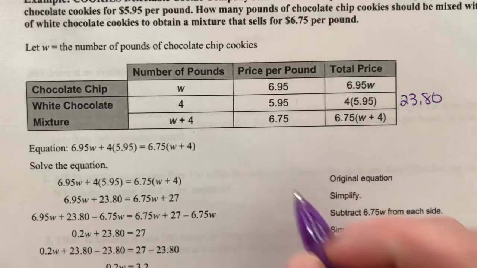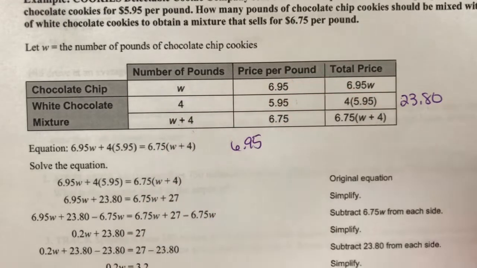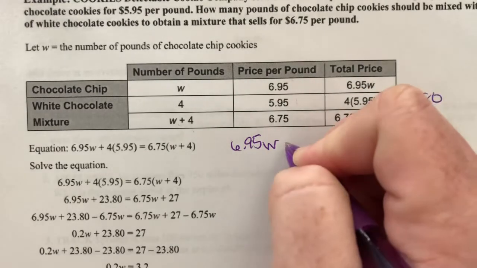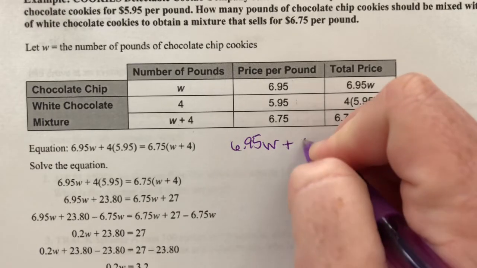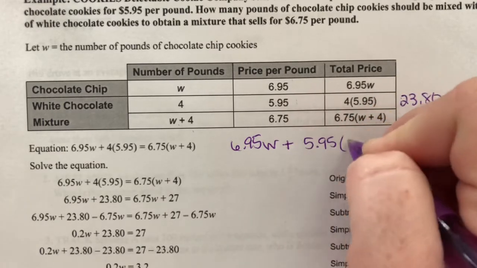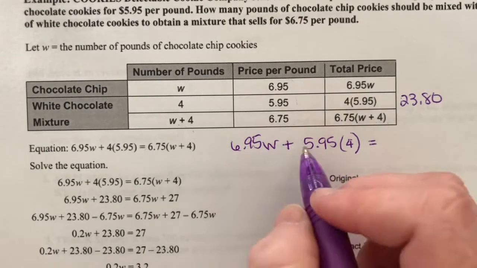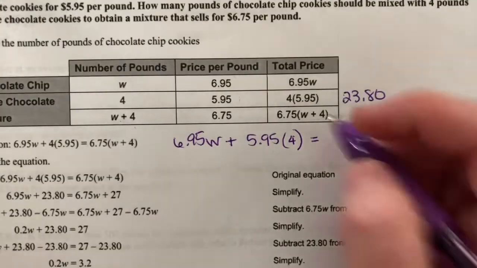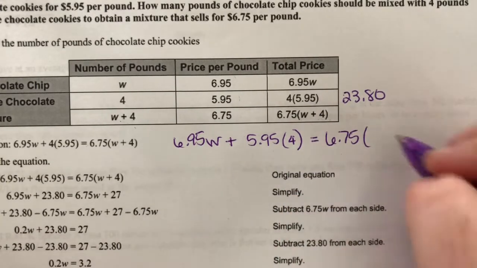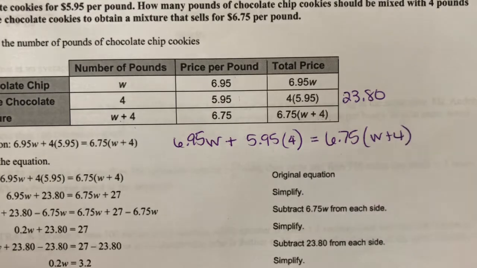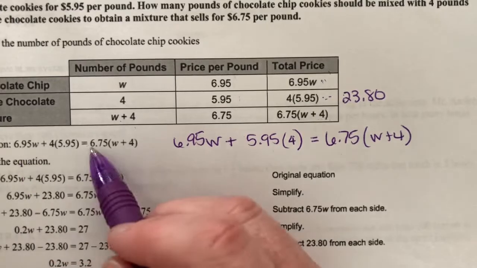They did it here for us. You would do $6.95 times the number of pounds you bought plus $5.95 times the number of pounds you bought of that. And if you add that together, that should be equal to the average price per pound and the total amount of pounds you bought. So you add these two together, set them equal to this. That's what they did over here.